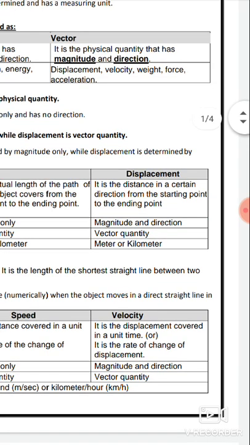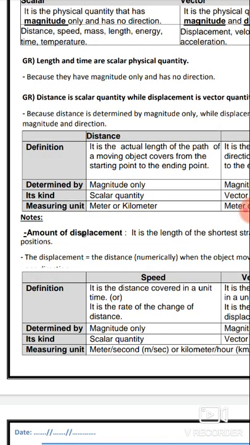Now, displacement. Displacement is a distance in a certain direction from the starting point to the ending point. To be determined, it needs magnitude and direction, and it is a vector quantity, and its measuring units are meter or kilometer.